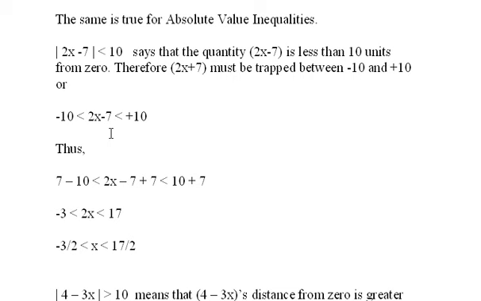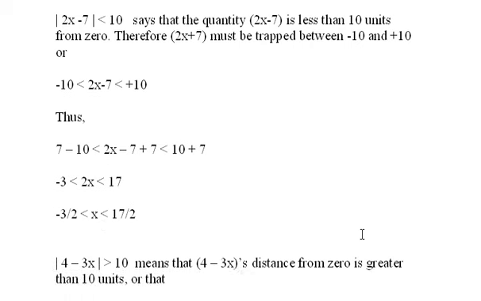You solve these by working with all three sides. Of course, you add +7 to each side, and you end up with this expression, and this reduces to -3 less than 2x less than 17. And then we divide all three sides by +2. As long as you're dividing by a positive number, you don't have to reverse the inequalities. And we find that x must be greater than -3 halves and less than 17 halves.